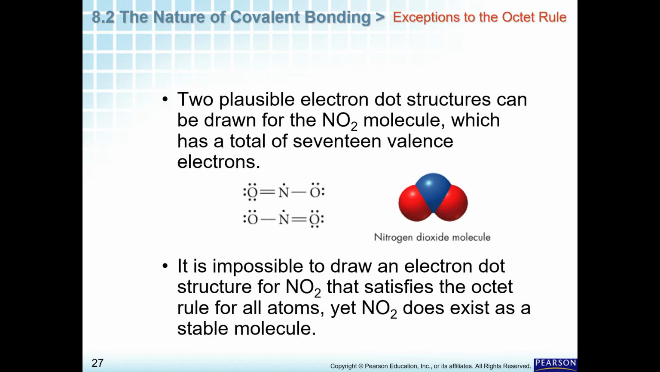A good example of when we see something that has an odd number is the structure NO2. It has a total of 17 electrons. And so when we end up drawing this structure, it's impossible for it to satisfy the octet rule for every single atom. Yet this molecule still does exist. It is still a stable structure. Now, I will never have you on your worksheets ever have to draw one that has an odd number of valence electrons. I just want you to know that these do exist and they are stable.